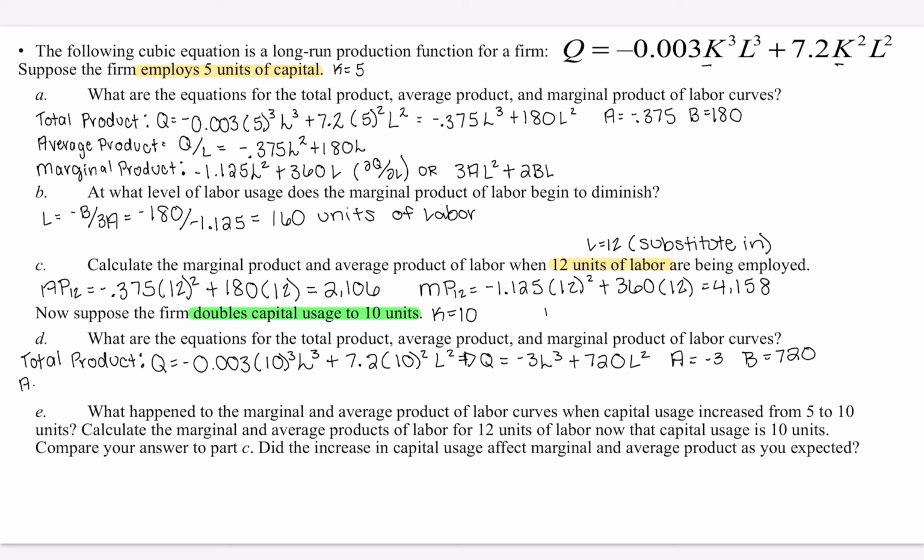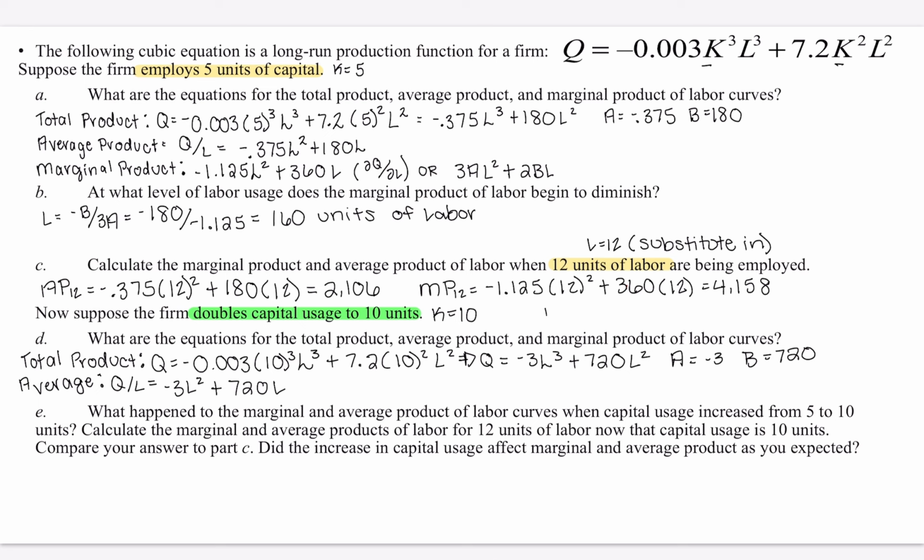Our average product is going to be Q divided by L. So that means we're going to have negative 3 L squared plus 720 L.